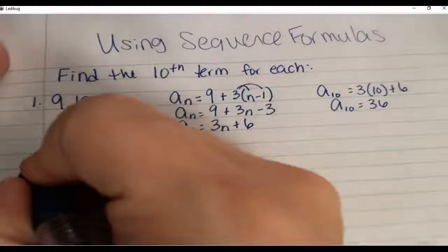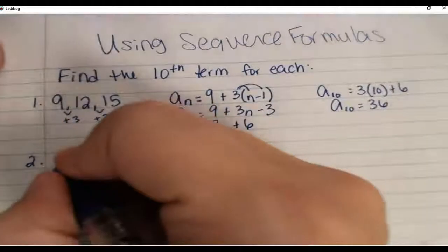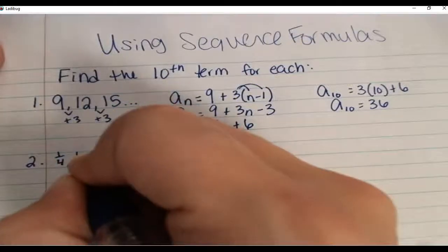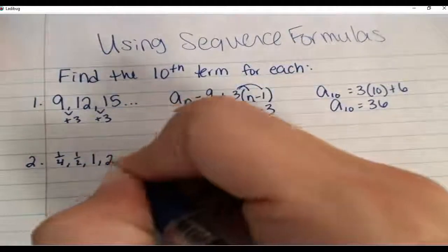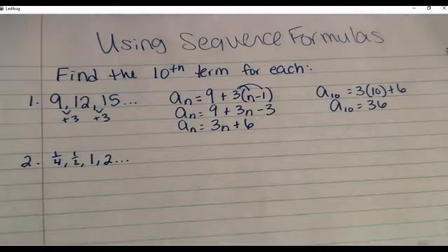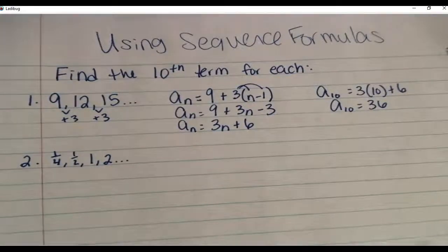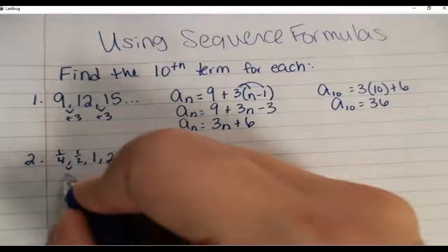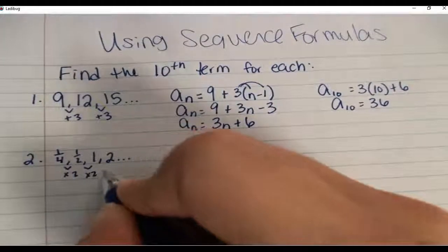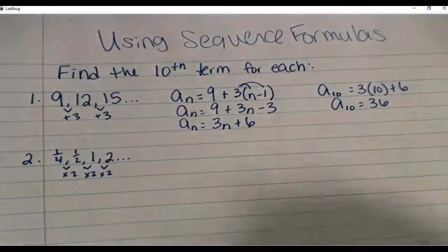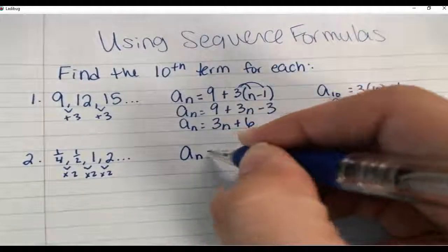All right, let's look at another one. Let's say we have 1/4, 1/2, 1, 2, etc. So is this one arithmetic or geometric? Geometric. What do we multiply by each time? Good. Times 2. Good.